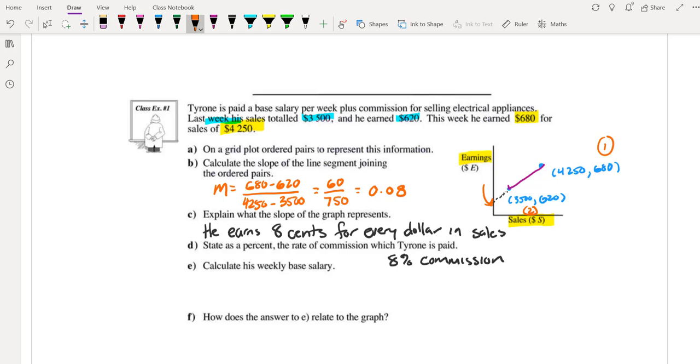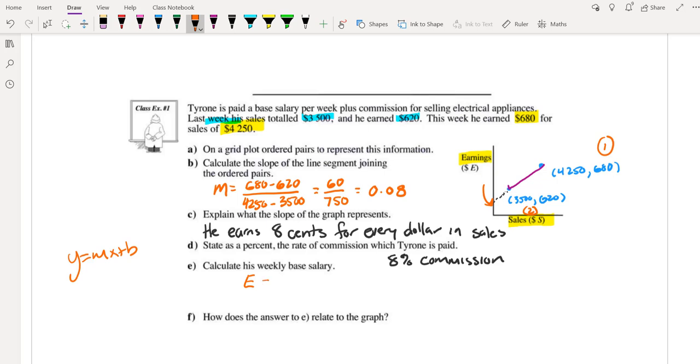So in E, it's asking us to calculate the base salary. Well, how do we calculate the base salary? Well, our base salary is our y-intercept. So we simply need to figure out what our y-intercept is. So let's write our equation of the line out and figure out what our y-intercept is. So our equation of the line is y equals mx plus b, right? I'll write that off to the side here. Our y value is earnings, so I'm going to use an e instead of y.